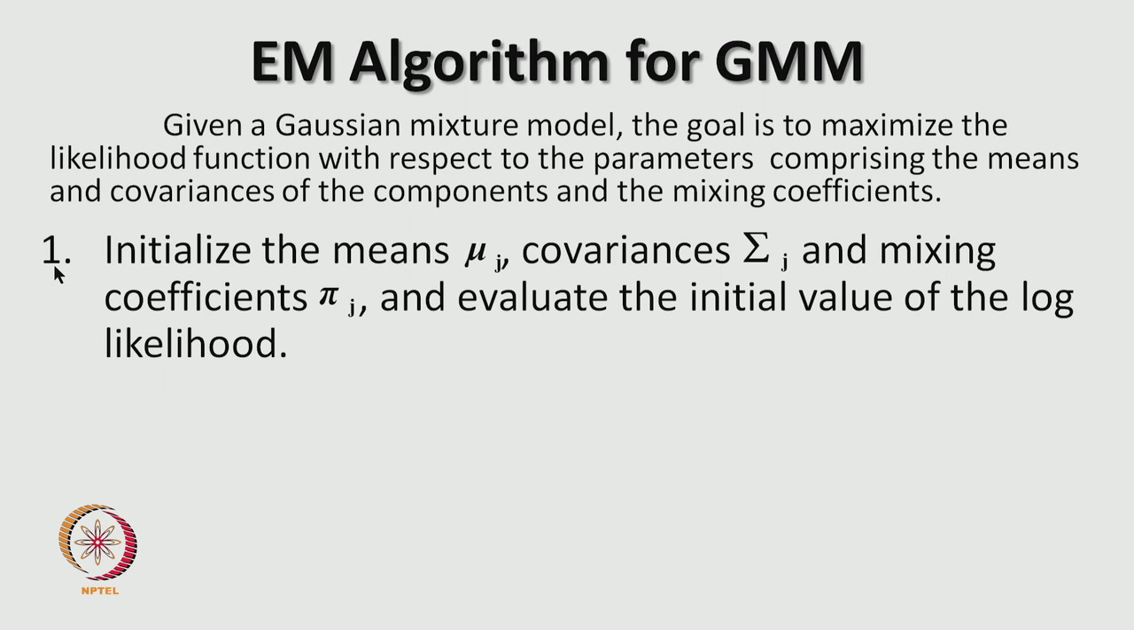Okay. So, the first step is to initialize the means, where j is just an index running from 1 to k, the covariance terms and mixing coefficients, and evaluate the initial value of the log likelihood. You can start with an arbitrary set of random values, but instead of being absolutely random, since you do not have class information, you can take the overall mean of the entire data set and take the individual means of the Gaussians to be the data mean.